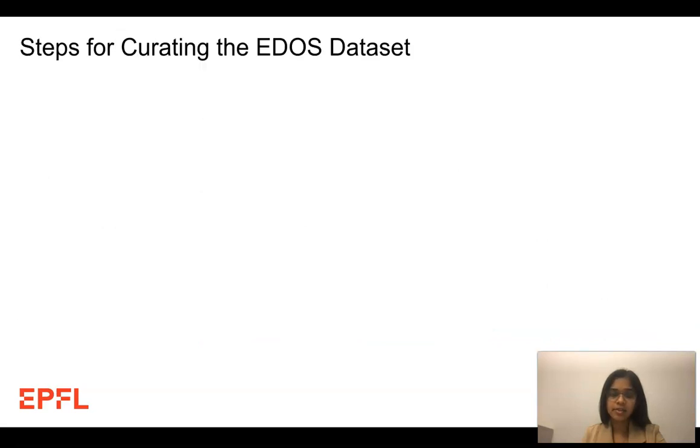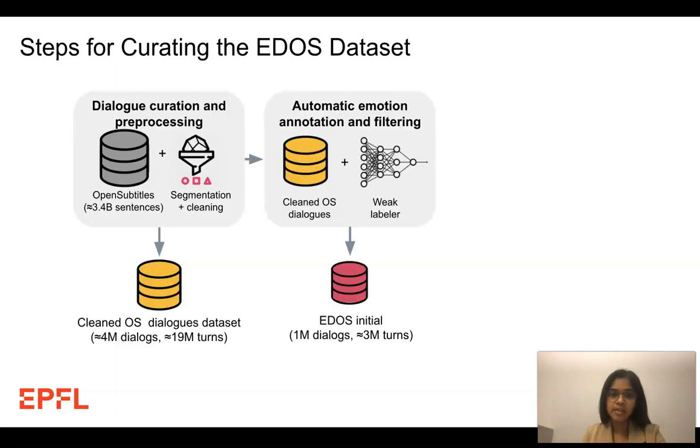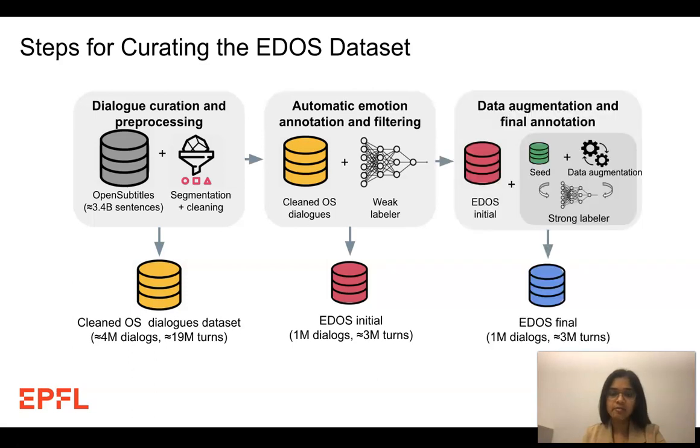Our data curation pipeline had several stages, namely dialogue curation and preprocessing, automatic emotion annotation and filtering, and data augmentation, and final annotation. I will walk you through each of these steps in the following slides.